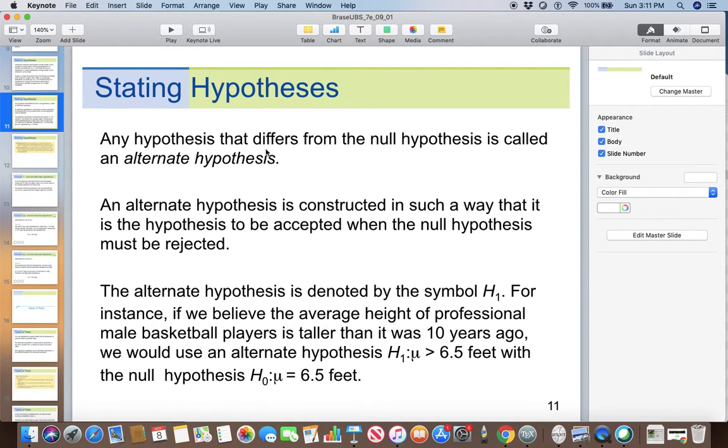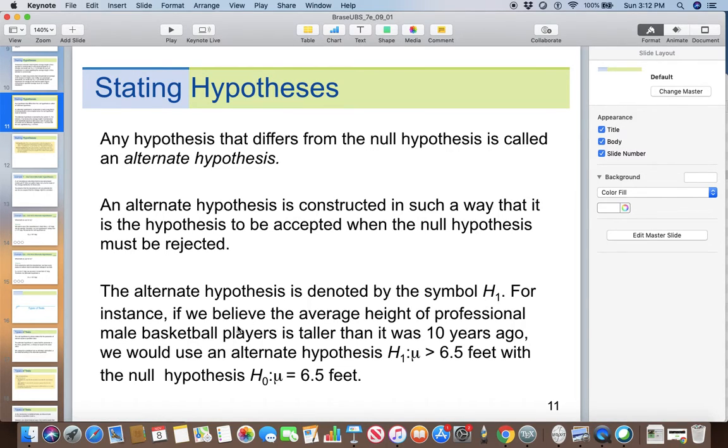Any hypothesis that differs from the null hypothesis is called an alternate hypothesis. An alternate hypothesis is constructed in such a way that it is the hypothesis to be accepted when the null hypothesis must be rejected. So notice you are going to accept the alternate hypothesis if the null hypothesis is to be rejected. The alternate hypothesis is denoted by the symbol H sub 1.